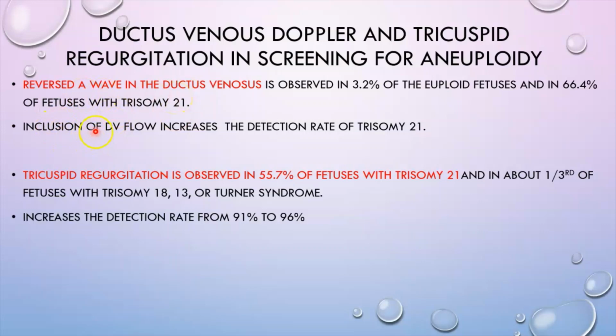So, if we include the DV flow in the first trimester screening of aneuploidy, it increases the detection rate of trisomy 21. Similarly, tricuspid regurgitation is observed in 55.7% of fetuses with trisomy 21 and in about one third of fetuses with trisomy 18, 13 or Turner syndrome. Similar to the reversed A wave in ductus venosus, tricuspid regurgitation measurement also increases the detection rate of trisomy 21 from 91% to 96%.